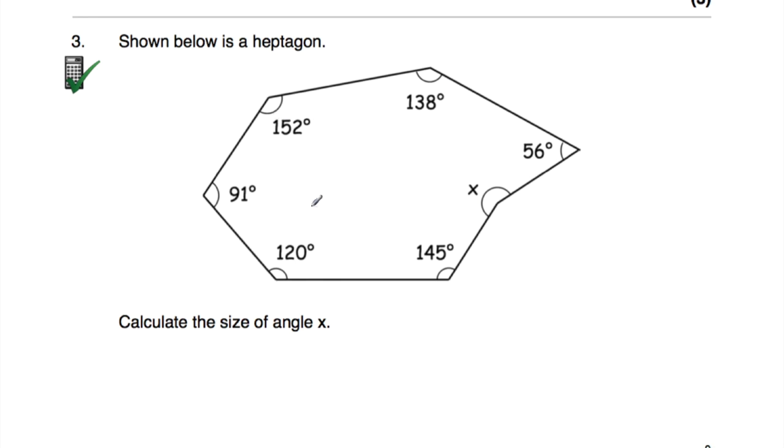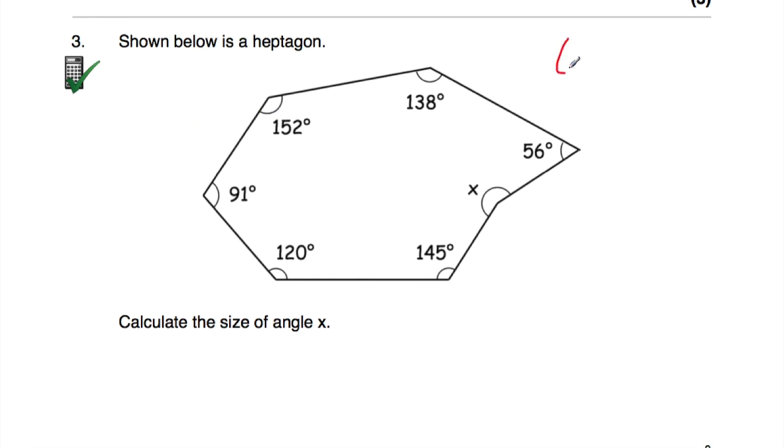Let's have a look at the angles we've been given. We've been given these six angles, and if we take those six angles away from what the angles in a heptagon add up to, we can find the size of this angle. So let's find what the angles add up to. I tend to know that a pentagon is 540 degrees, and the angles in a hexagon add up to 720 degrees. Every time we add another side, we add another 180 degrees to the interior angles, so 720 plus another 180 would be 900 degrees.